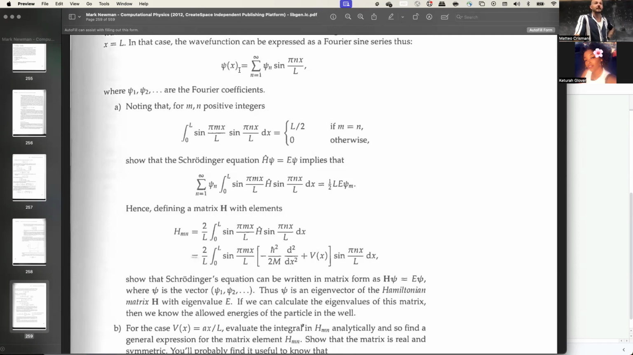Okay. I see a lot of glazing over. Maybe that was too much. Shoved it all in there. Okay, so let's stop because maybe that's too much for the end of the day.